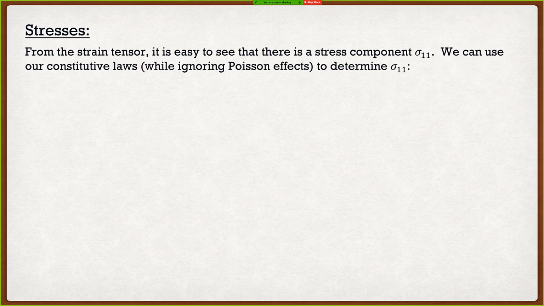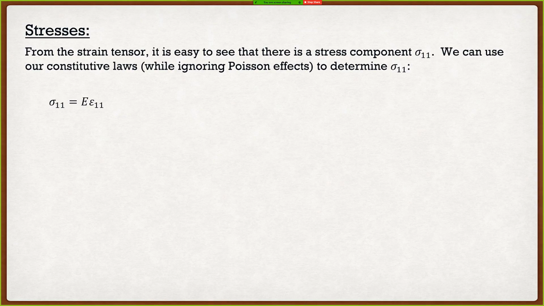Makes sense. If we have a strain component in the 1,1 direction, we must also have a stress component in the 1,1 direction. So in order to find the stress component, we're going to use our constitutive law as well as ignore Poisson's ratio. So again, another assumption that we have here. So if that's the case, then we basically have a uniaxial case, which is Hooke's law, where sigma 1,1 is equal to the Young's modulus times epsilon 1,1.